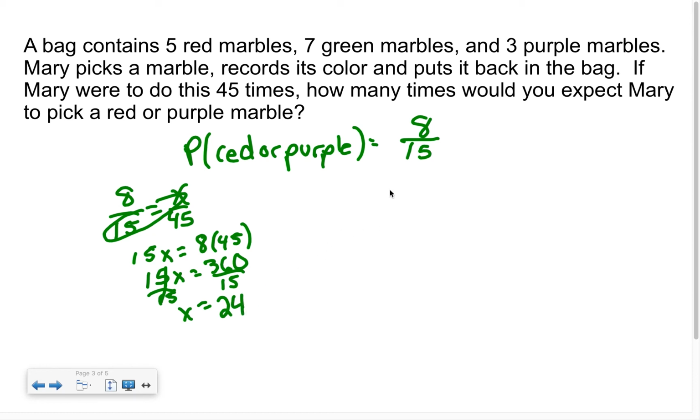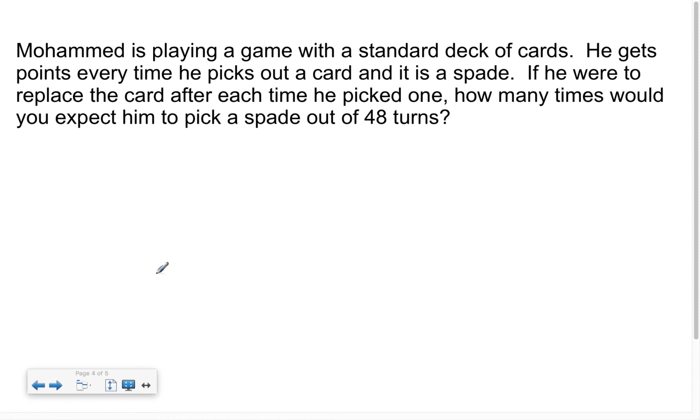Now we could also do 8 fifteenths times 45, which is also equal to 24. Okay, this way is probably a little bit quicker, but if you prefer proportions and cross multiplying, that works also. Okay, if you want to try this next one on your own, go for it. If not, we'll work through it together.